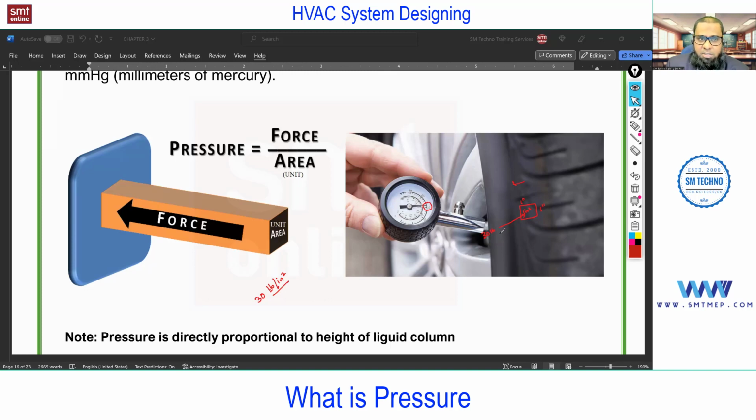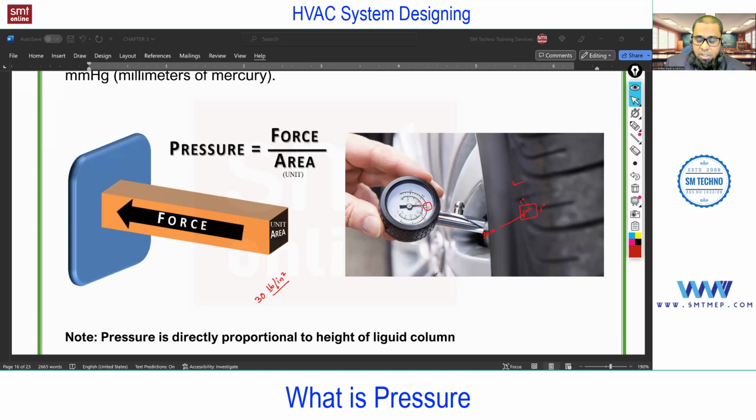And why we are discussing this in detail: because when you talk about the air side or water side, not only in HVAC, even for plumbing and firefighting, you will use this term pressure, because we'll talk about the head required, head loss due to friction, or total head required for selecting the pump, or even for the fan.